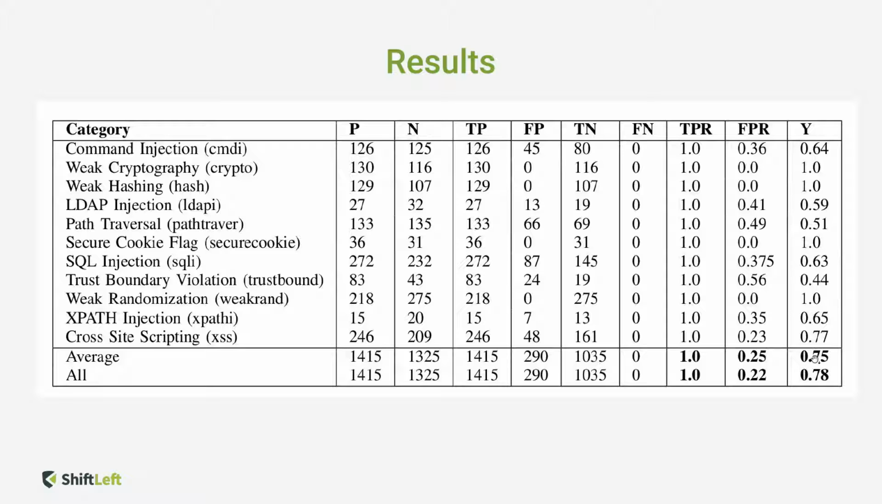So the official OWASP score is then 0.75, while the Youden index, if you calculate over all samples, is 0.78.